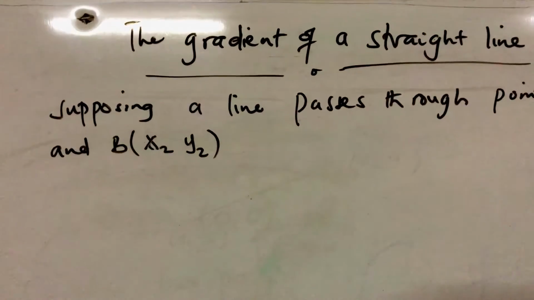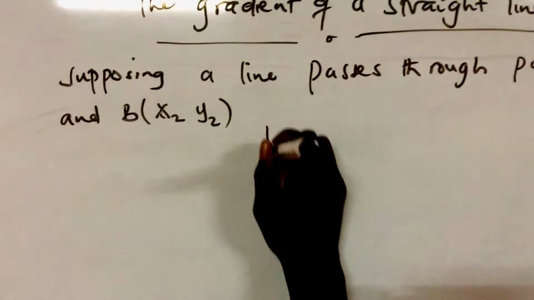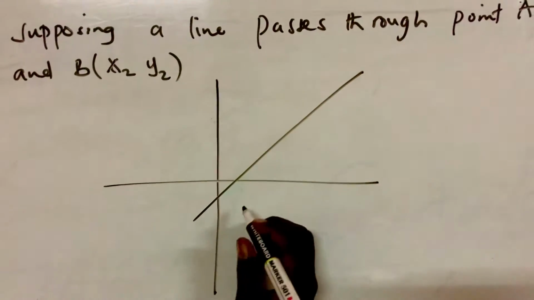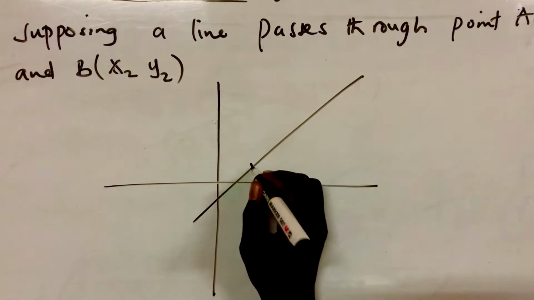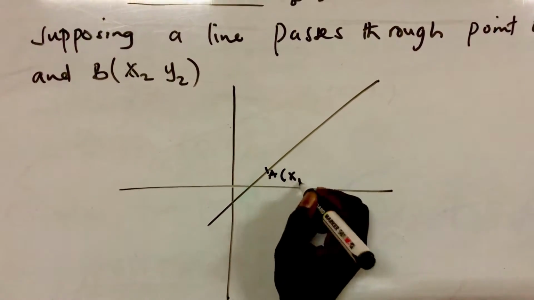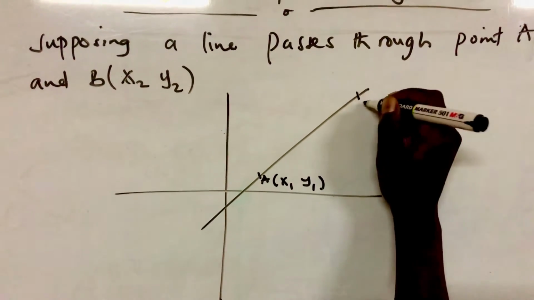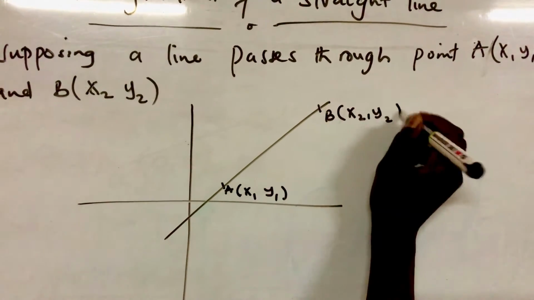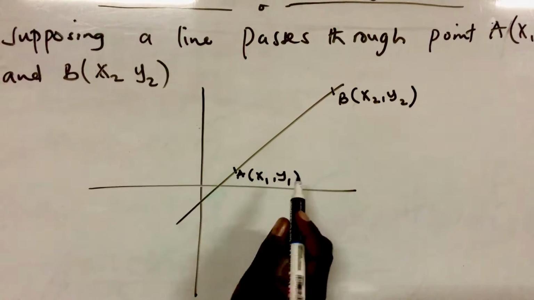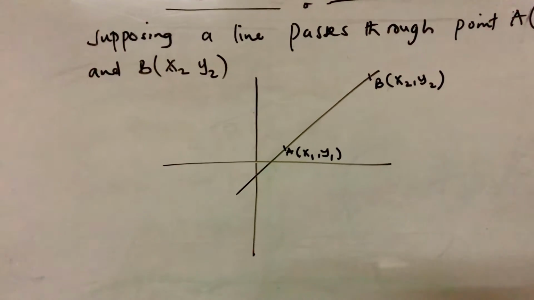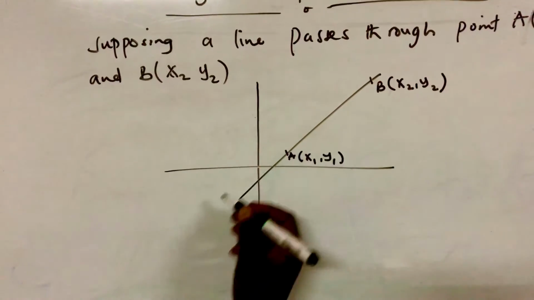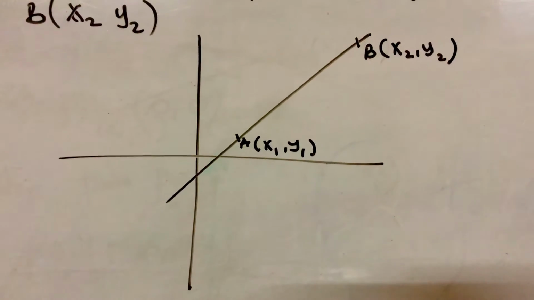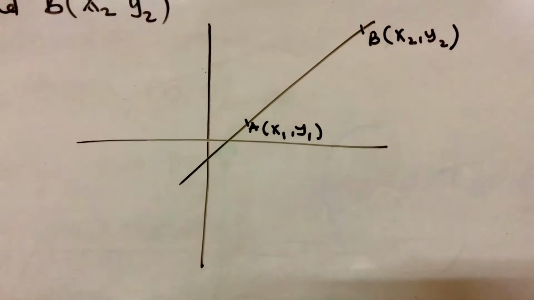We shall represent this on a Cartesian plane. So we shall draw a plane of this kind. So this is our line we shall take. It passes through points A, which is x1, y1, and point B, which is x2, y2. So you will find that the gradient means the slope of this line, and the slope of this line is what we are going to see. How can we calculate the slope or the gradient of the line?